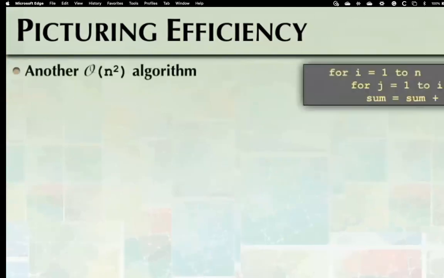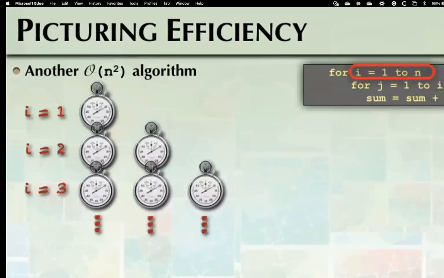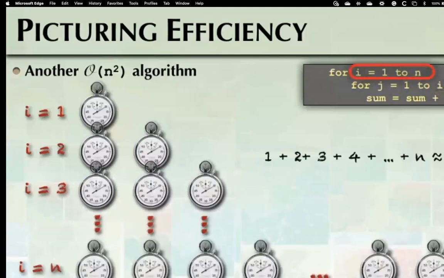Here's another algorithm that has the same growth rate function. Here, the body of the inner loop requires a constant amount of execution time each time that it executes, and so it is order 1. If we again represent time as a watch, a row of I watches represents the time requirement for the inner loop. Here are the first 2 times it executes. Since the inner loop is the body of the outer loop, it executes n times.